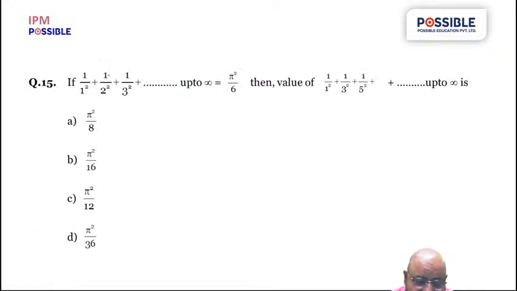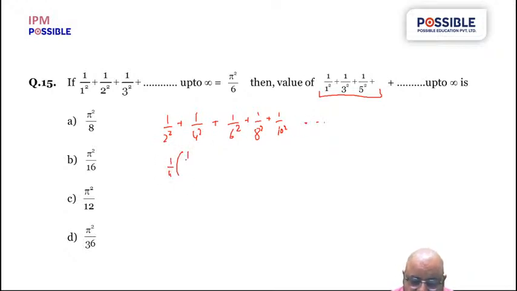1 upon 1 square plus 1 upon 2 square plus 1 upon 3 square up to infinity is pi square by 6. We have to find the value of the odd squares. Now, 1 upon 2 square, if I just look at the even numbers from here, and so on, I take 2 square common from all of these terms, and therefore 2 square is 1 by 4. I'll end up with something like this. If I take a 2 common from each of the numbers, and therefore 2 square from each of the terms, this will be a 4 square, this will be a 5 square, right? And so on up to infinity.